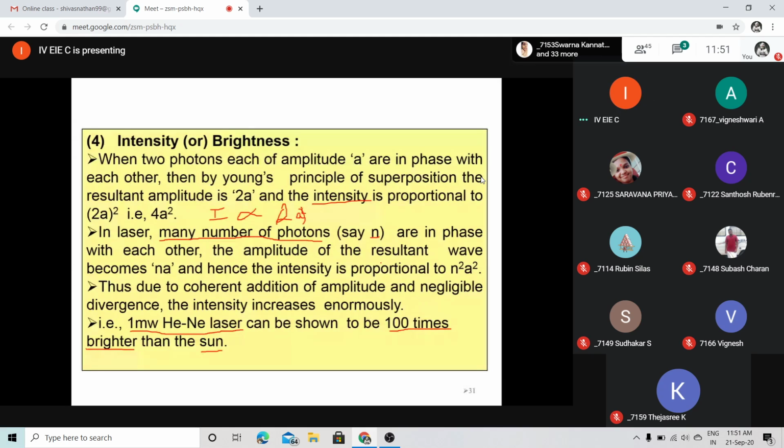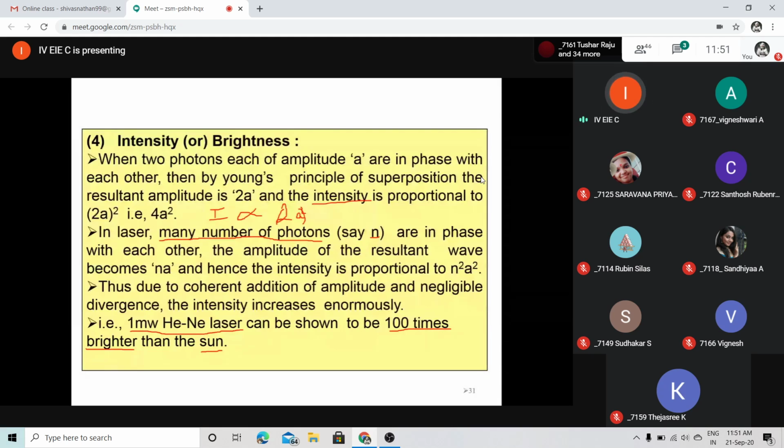Intensity and brightness are again related to coherence. If I have a more coherent beam produced, with coherent wavelengths accompanying both temporal and spatial coherence, I have more intensity and brightness. That is what you need to understand from intensity.